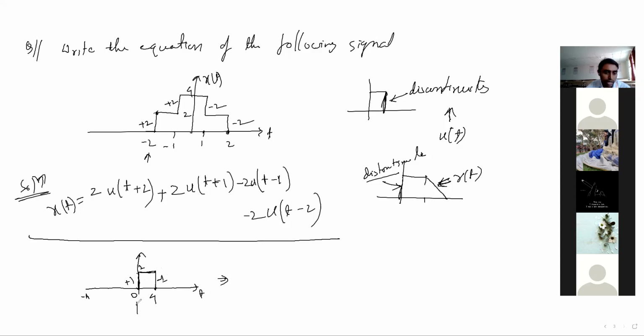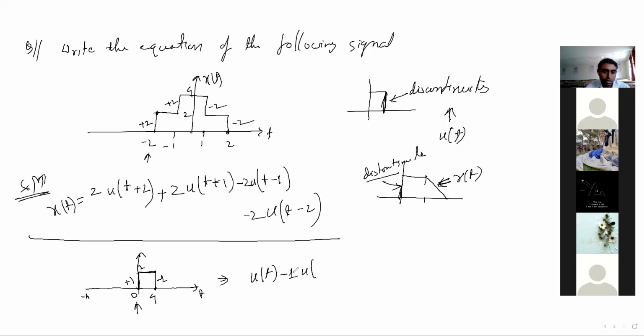For 0, you write u(t) only, because t naught is 0, that's why it is u(t). Here the amplitude will be plus 1, which means you write 1. Where 1 is there, you don't write it, you keep it u(t) only. Again, come to the second discontinuity where minus 1 is there. So for minus, you have to multiply with minus 1.